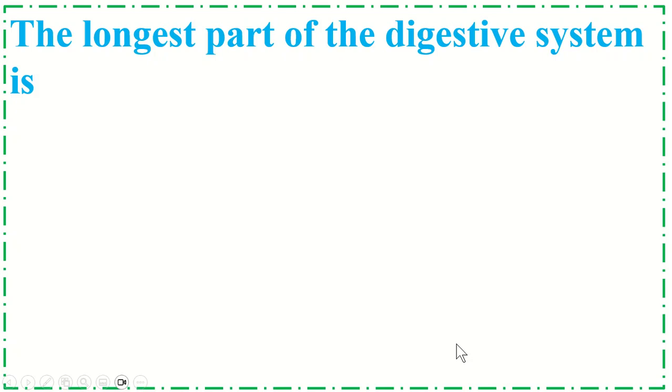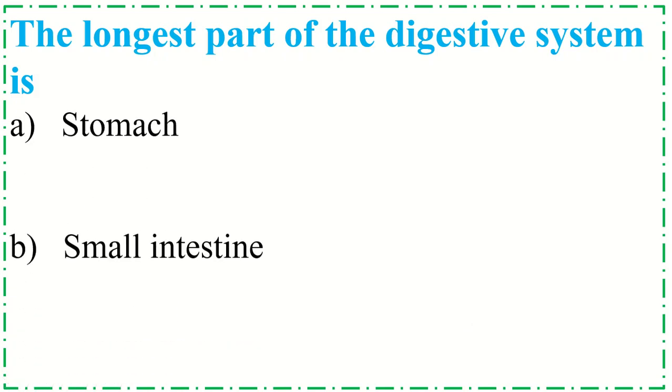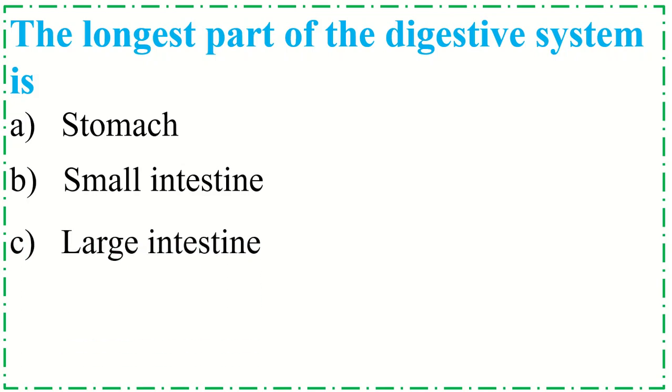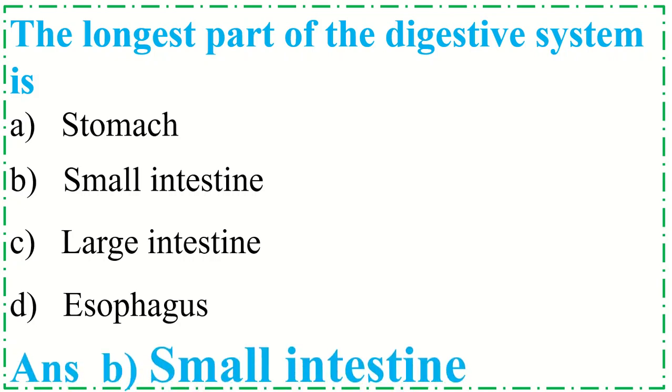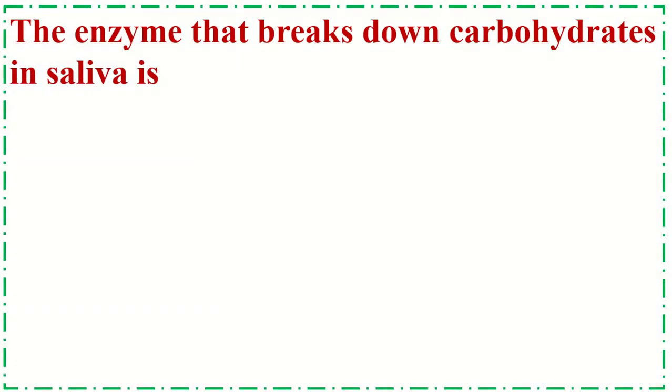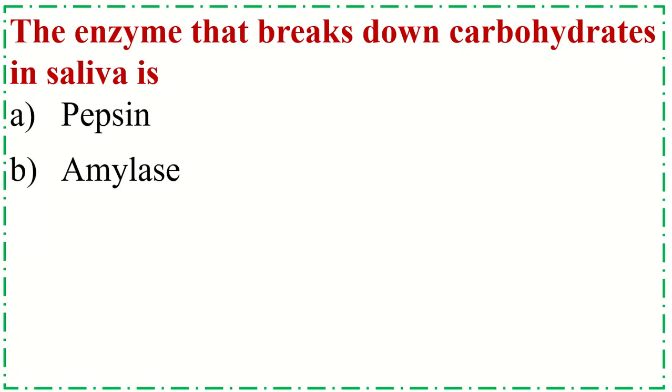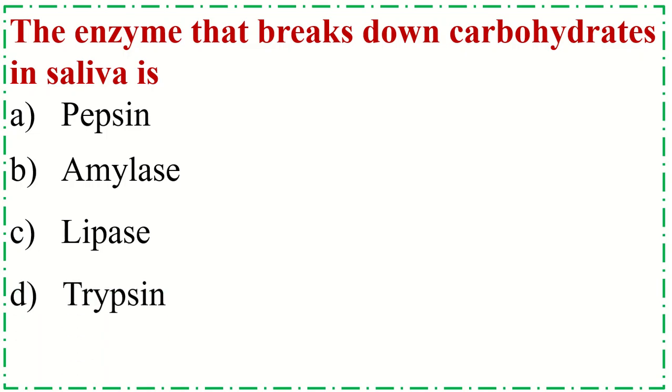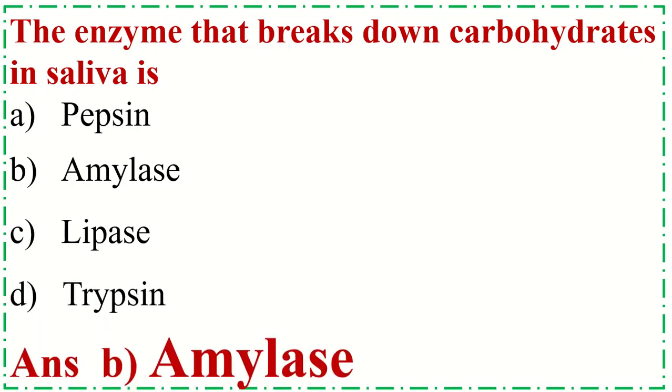The longest part of the digestive system is option A stomach, B small intestine, C large intestine, option D esophagus. Correct option is B small intestine. The enzyme that breaks down carbohydrates in saliva is option A pepsin, B amylase, C lipase, D trypsin. Correct option is B amylase.